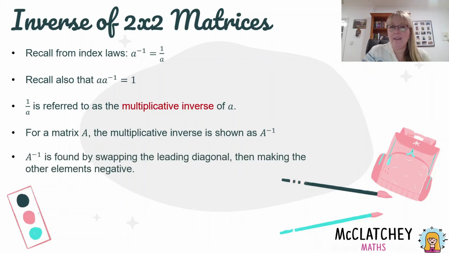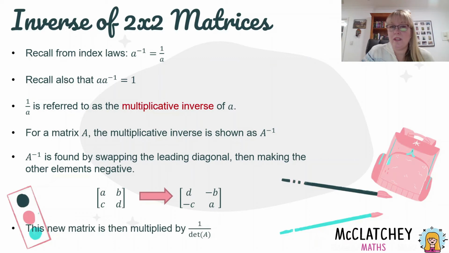And we find that inverse by doing a fair bit of tricky maths here. We're going to swap that leading diagonal around, make all of the other elements negative. So that's going to look a little bit like this. Our original matrix A was A, B, C, D, and we're going to switch A and D to the opposite sides, and then C and B stay in the same spots, but they become negative.